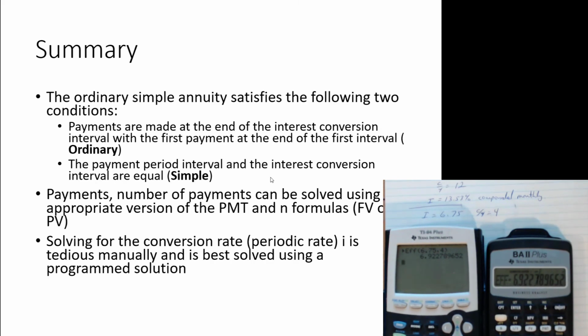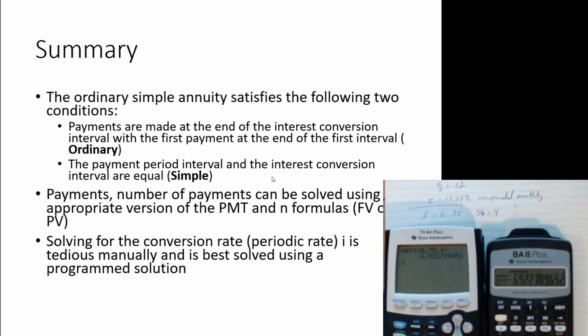Very frustrating. Okay, so just to wrap it all up, ordinary simple annuities have two big conditions. Payments are made at the end of the interest conversion period, with the first payment at the end of the first interval, hence the ordinary part. The payment interval and interest conversion period are equal, hence the word simple. The number of payments can be solved using formulas, but it's much easier to do on the calculator. However, interest rate calculations are strictly relegated to using calculators.